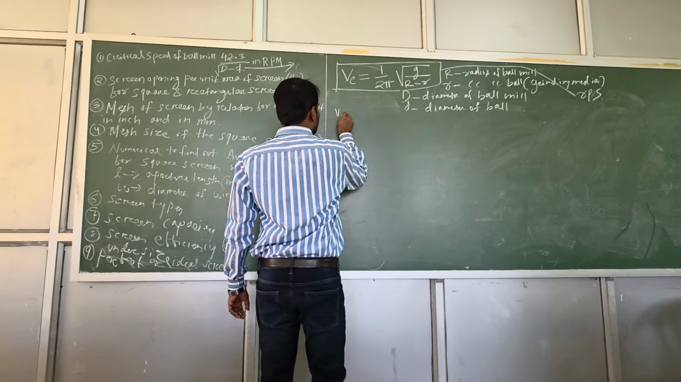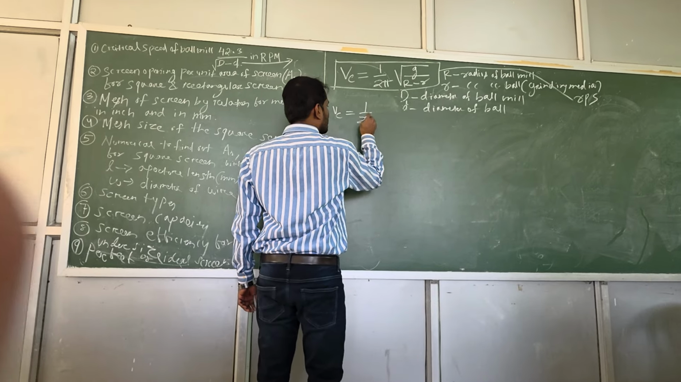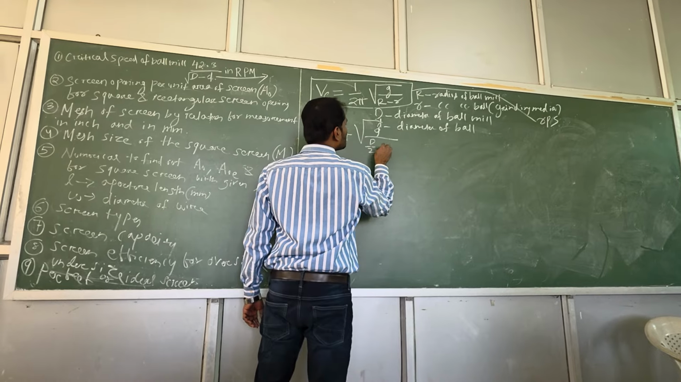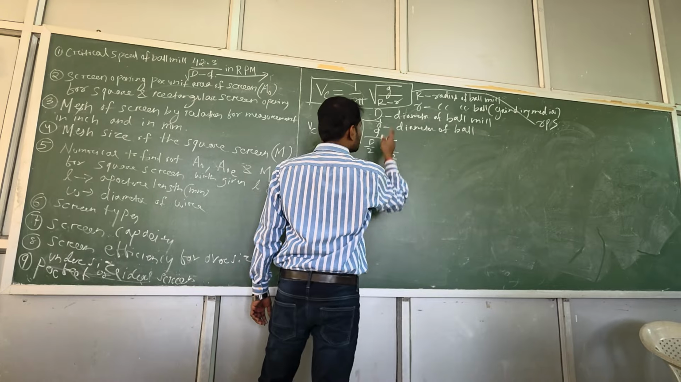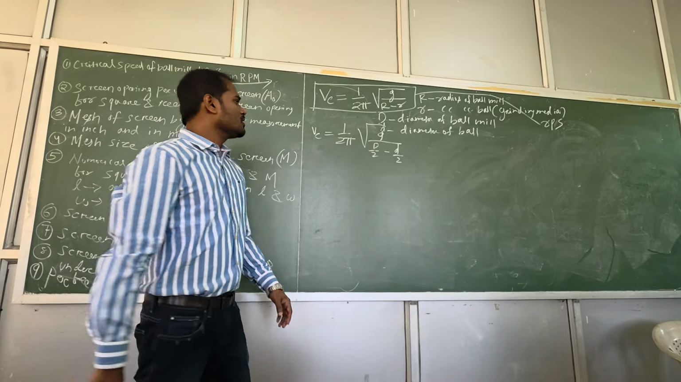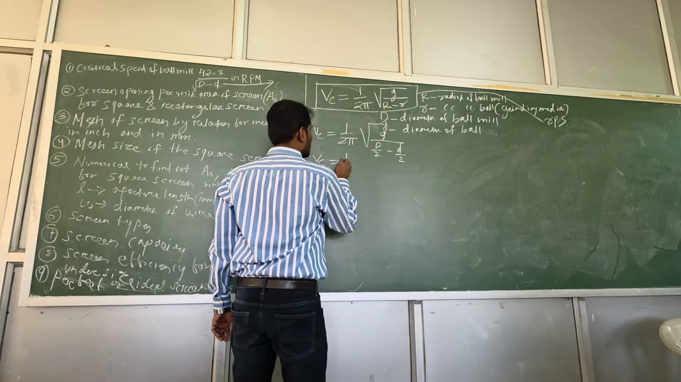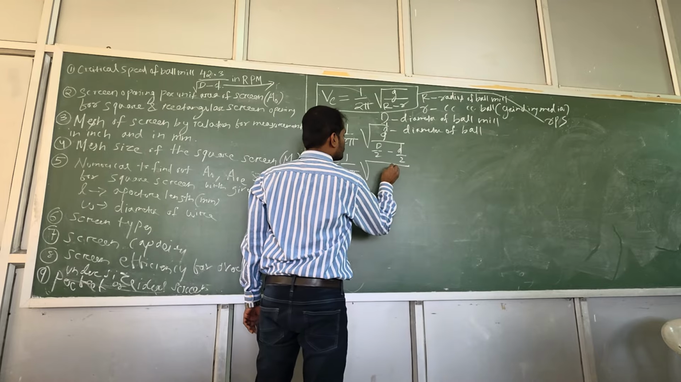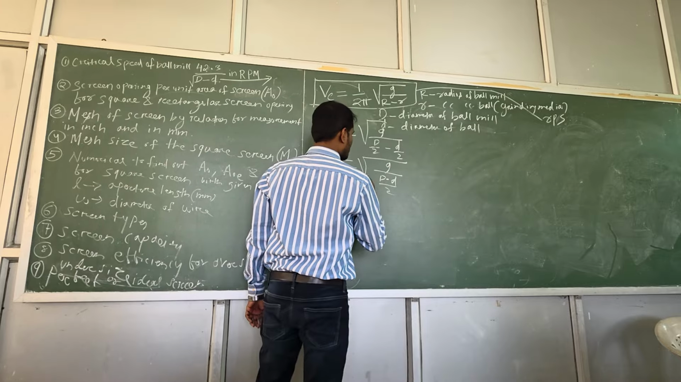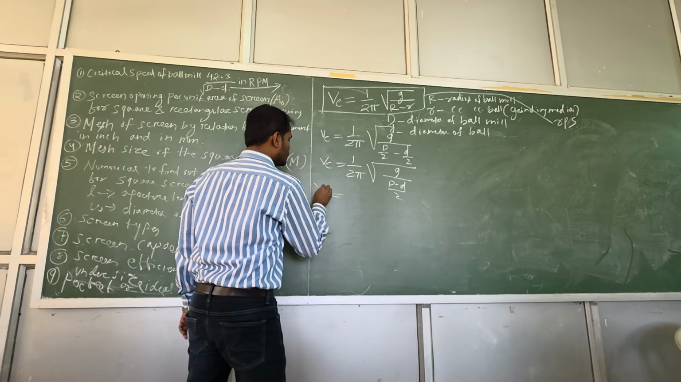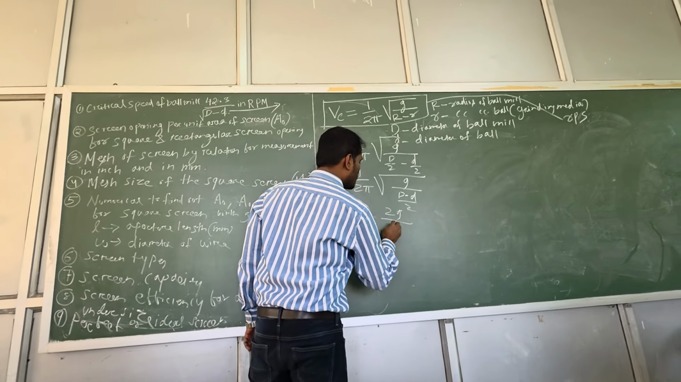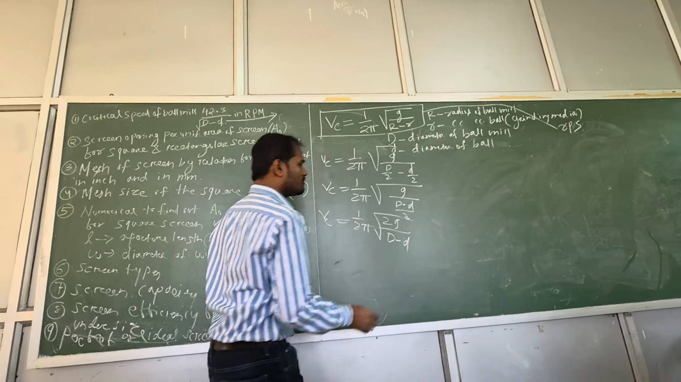So I can simply write quickly. So 1 by 2 pi, square root of g by, so D by 2 and small d by 2, because radius is nothing but half of the diameter. So you understood? Then we can simply write this is equal to 1 by 2 pi square root of 2g by D minus d. Okay, fine.